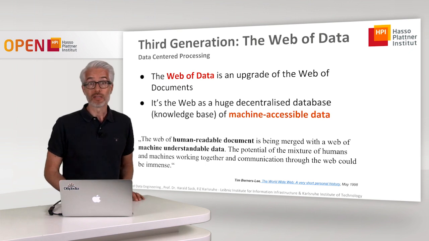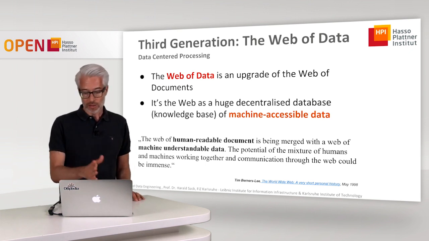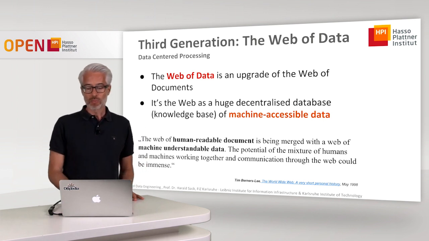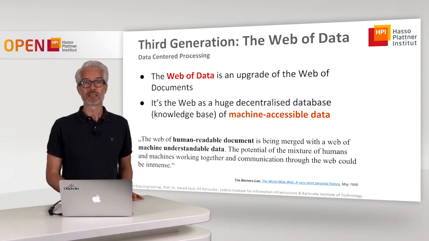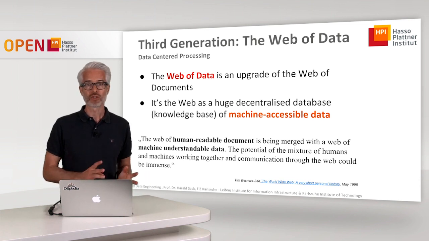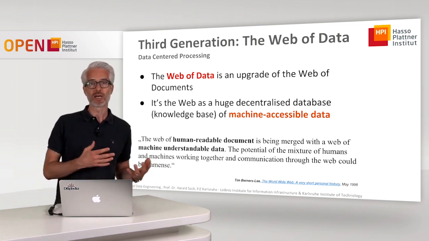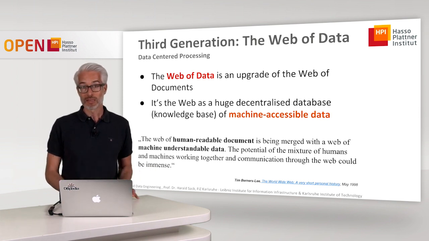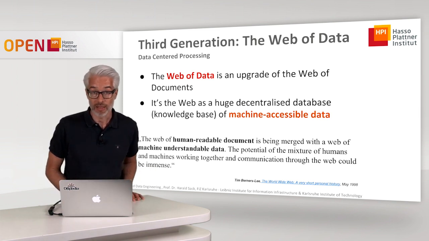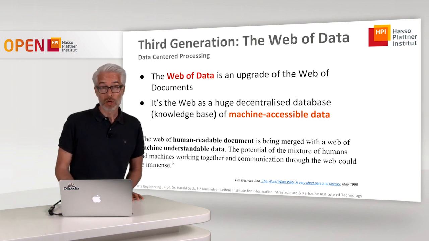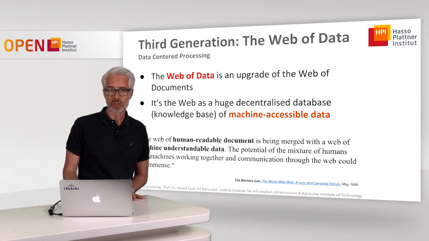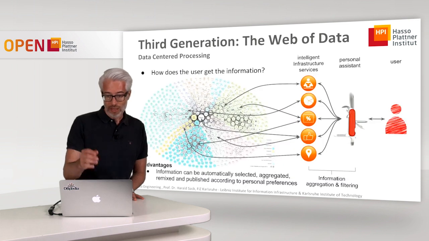Tim Berners-Lee, who is the inventor of the original web, already about 20 years ago wrote, "The web of human-readable documents is being merged with the web of machine-understandable data. The potential of the mixture of humans and machines working together and communicating through the web could be immense." And this is what is actually happening today. Now, back to our question. How does the user get the information in the web of data? How will things change? So, let's have a look at that.